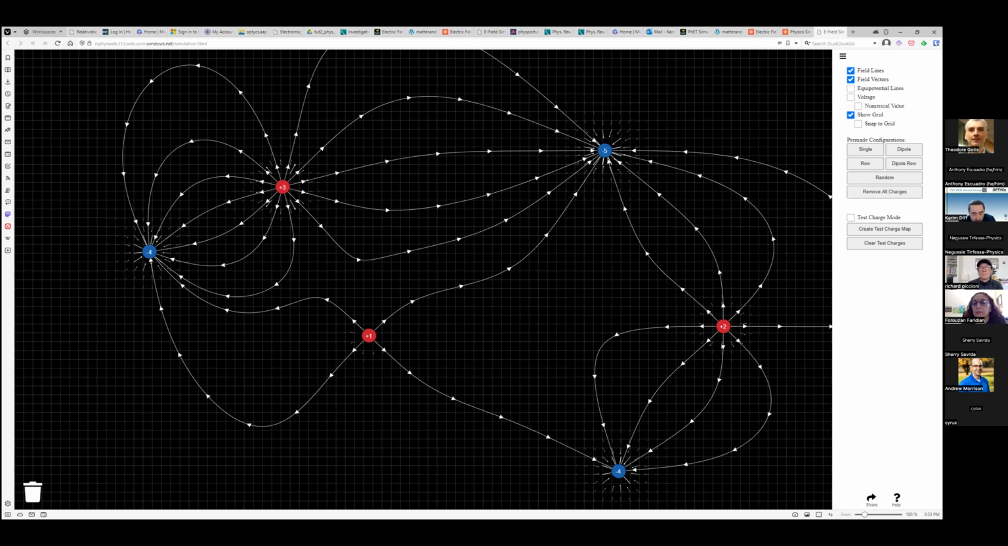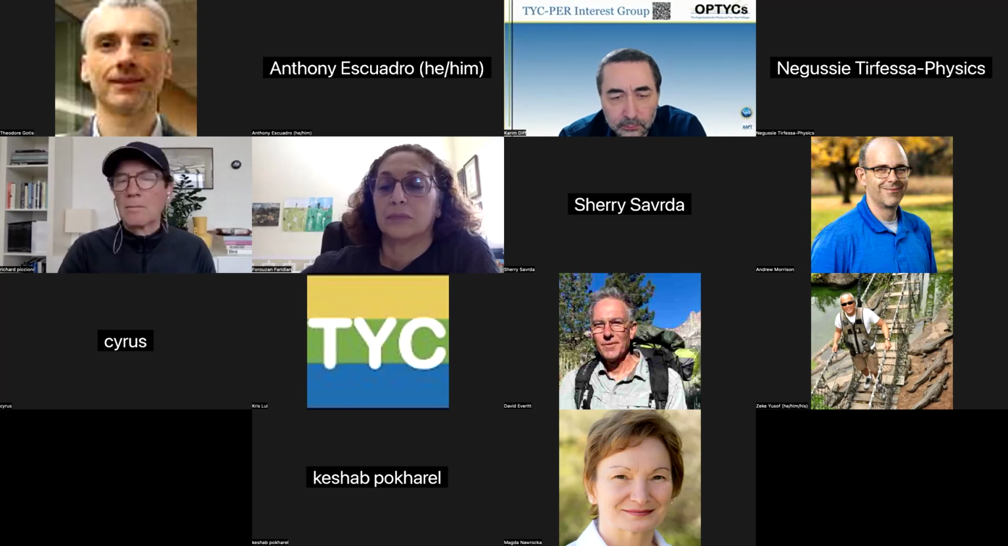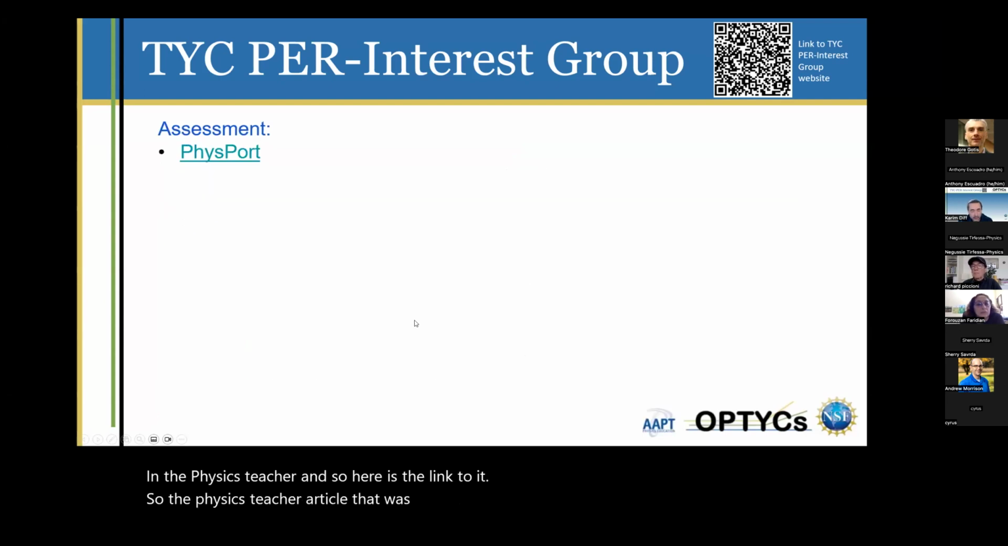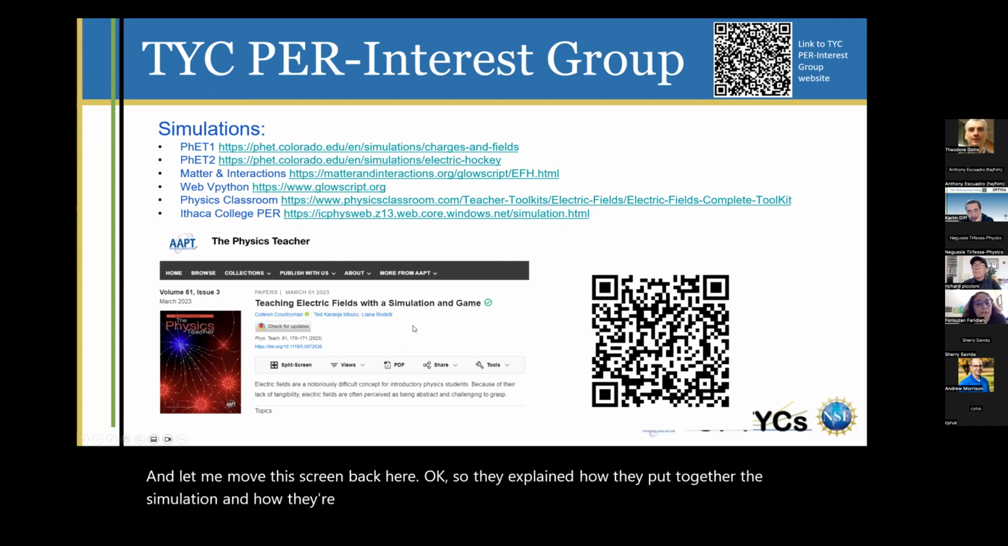It's pretty recent, so there was an article about it. Let me share that with you in The Physics Teacher. And so here's the link to it. So the Physics Teacher article, that was from March of last year. Okay, back here. And let me move this screen back here. Okay, so they explained how they put together the simulation and how they're using it in class to visualize the effects.